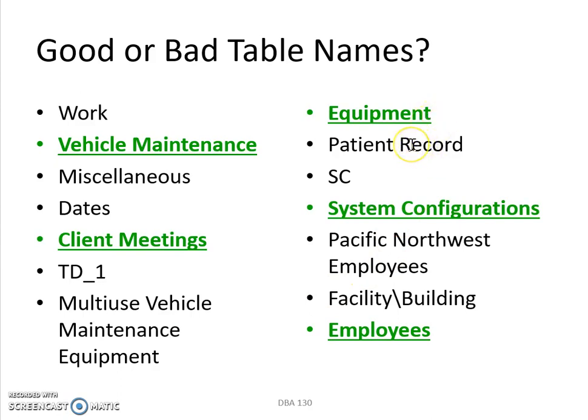Equipment is good. Patient record uses record in the name. It could refer to patients, doctors, or examinations. SC we talked about. It's an acronym, and it's open to multiple meanings. System configurations, that's a good name. Pacific Northwest Employees. It restricts future growth. What happens when you hire people in the Southwest or the Northeast? Facility building conveys more than one subject. So make it a table for facilities and make it a table for building. And employees is a good table name.